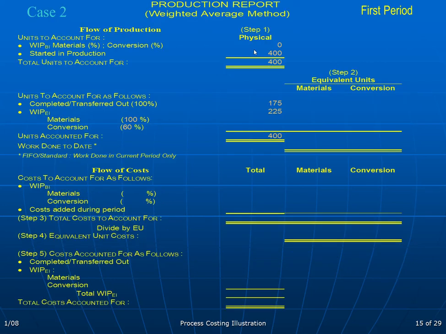Okay, step 1, units to account for. Nothing's changed. In this case, we got less work done. We have 225 units in ending inventory. They're 100% complete with respect to materials. They're only 60% complete with respect to conversion costs. We've got 175 units that were fully completed and transferred out during the period. That fully accounts for the 400 units that we needed to account for.